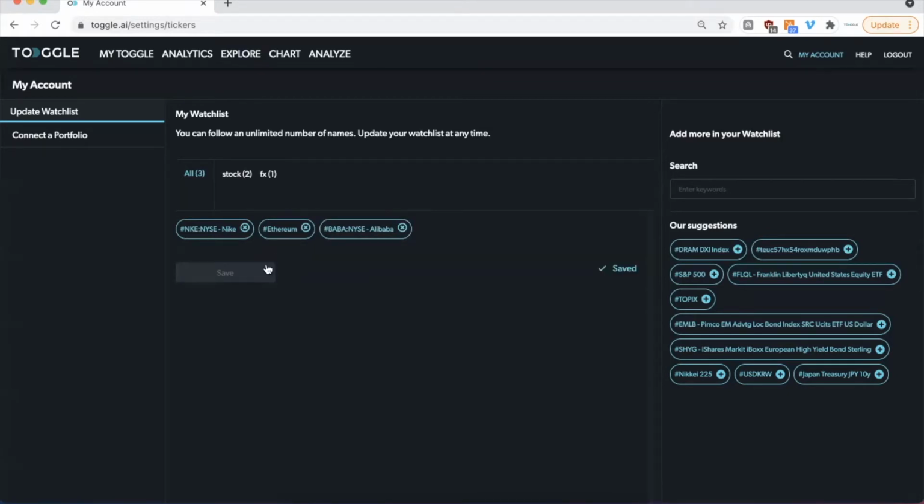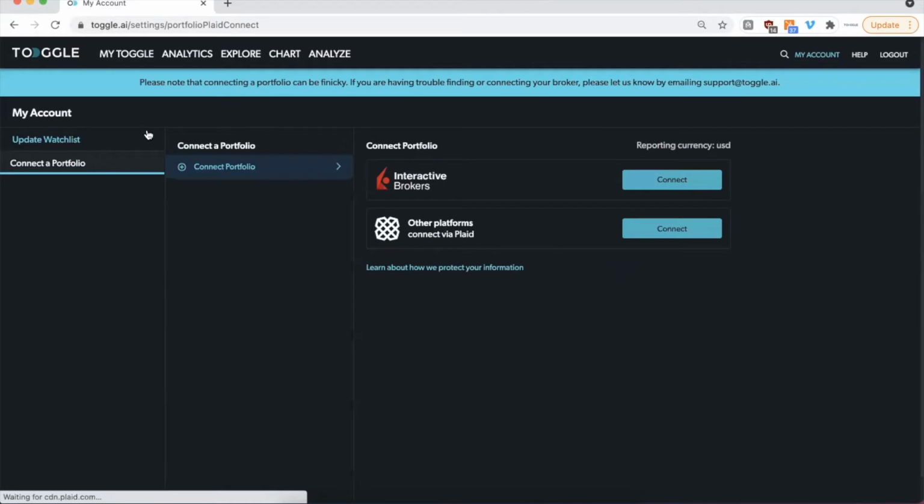And now the system knows that whenever an insight is released relating to any of these three assets, I will be notified through the application, the portal we're on right now, via your mobile app, or directly to your inbox. Another way to inform the system about assets you're interested in is by connecting your portfolio.